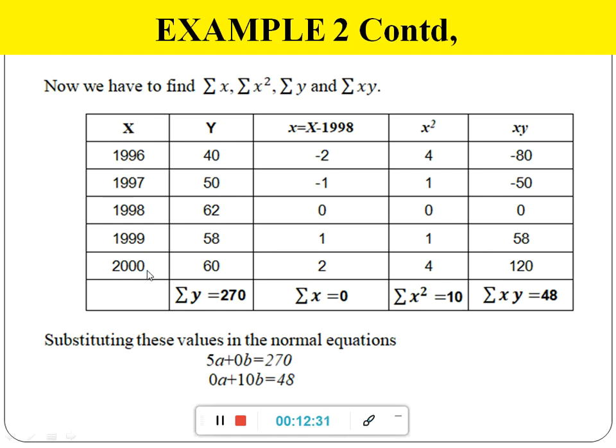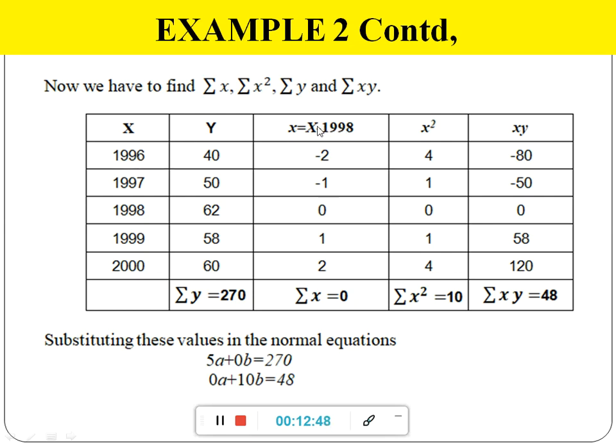List all the values. So these are 40, 50, 62, 58, 60. Take the mid value. So what is the mid value here? 1998. Small x is equal to X minus 1998. Now, what is the first value?